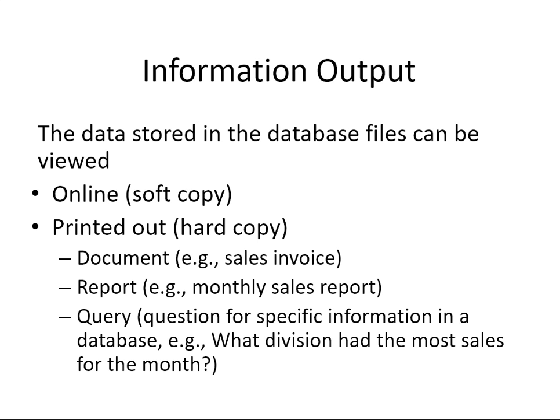And finally, the information output. So the data stored in a database file can be viewed in various ways, right? It can be viewed online, which means we have soft copies. They can be viewed printed out as hard copy. If we have the hard copy, we mean it's a document. Could be a sales invoice, it could be a report, and it could be a query.